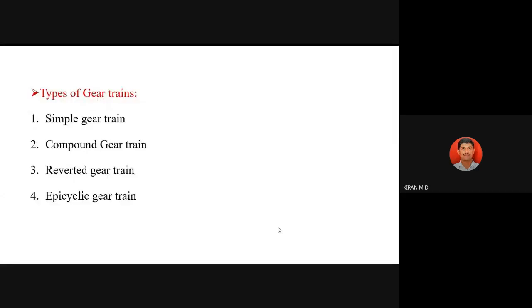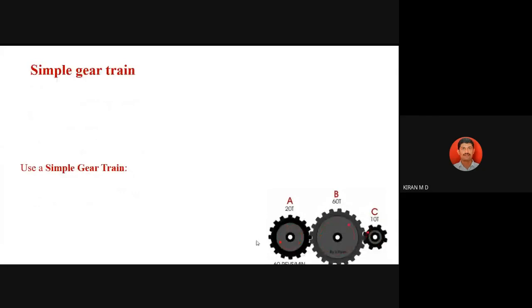First we will discuss the simple gear train. This is a simple gear train, and you can see the animation here. For example, I will consider A as the driver and C as the driven. To transmit the power between A and C, we use one intermediate gear, that is B.